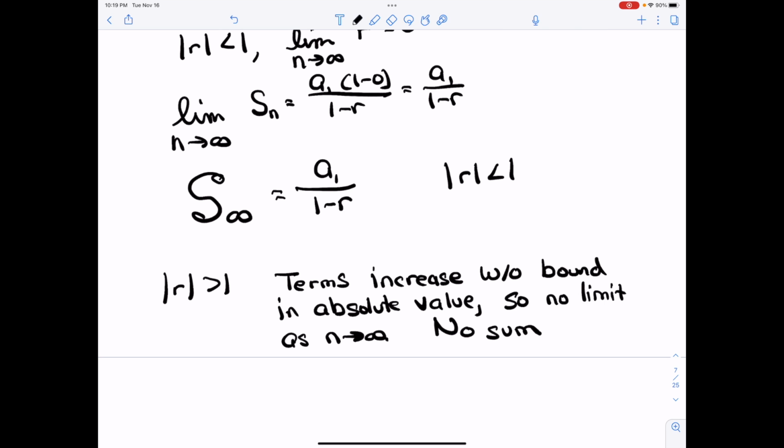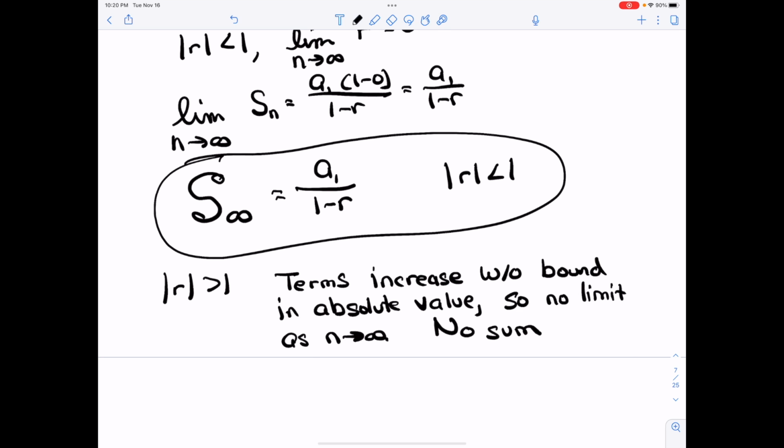You can have a sequence where the terms keep increasing without bound, as far as their absolute values are concerned, but you're not going to be able to find a final sum if this continues to infinity, because you're not going to approach a particular value. But if you have a proper fraction for the absolute value of your r, then you've got this nice tidy little formula for finding that sum.